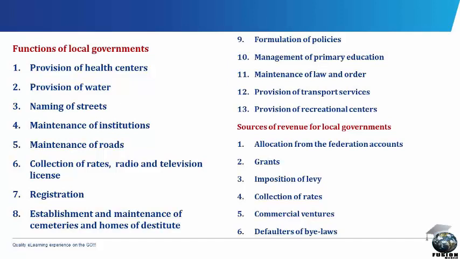Number 4, local government can establish, maintain and regulate slaughterhouses, markets, motor parks, and public convenience. Number 5, they can also construct new feeder roads and the maintenance of roads under their jurisdiction.